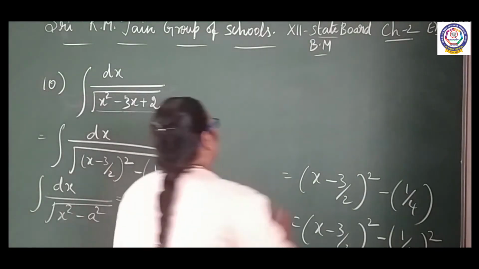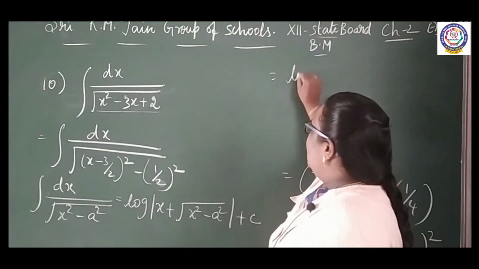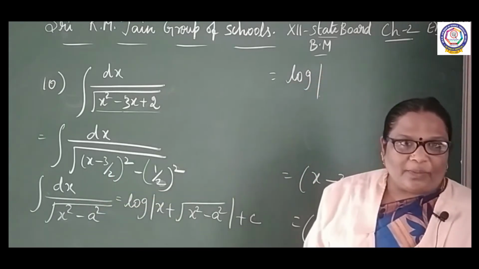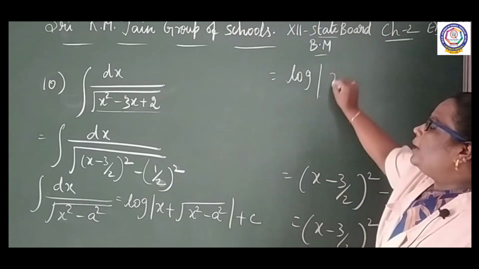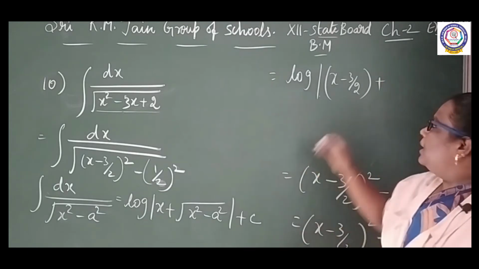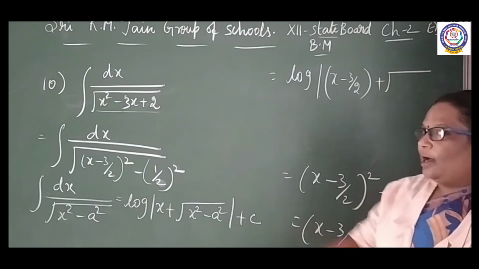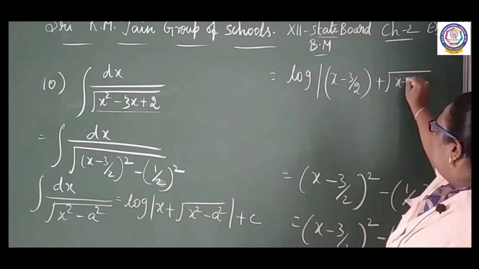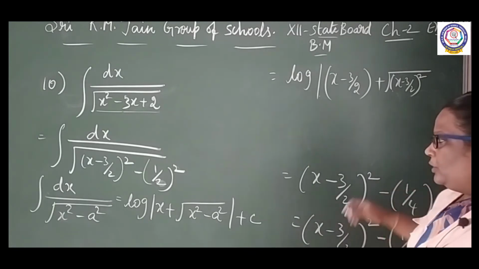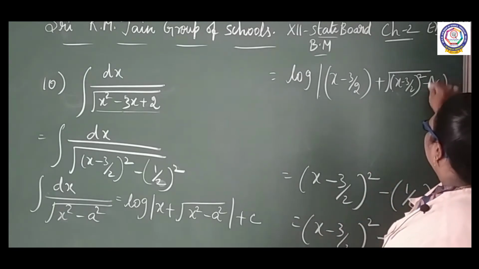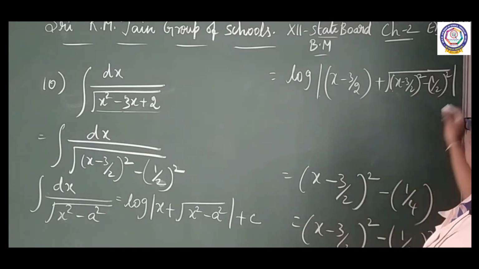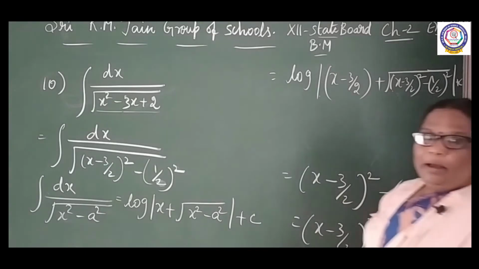So you can substitute the value here. Log of modulus of, in the place of x, what is the value here? X minus 3 by 2. So you will write x minus 3 by 2 plus root of x minus 3 by 2 the whole square minus 1 by 2 the whole square, modulus, plus c.